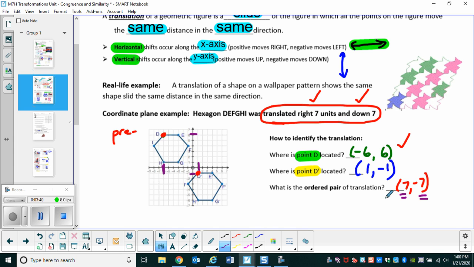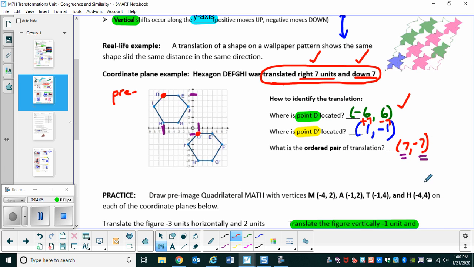So as an ordered pair right here, this shows move it to the right 7, down 7, which is what it says here. You can see right here that if you add 7, -6 plus 7 is 1. And then if you take away 7 here, 6 minus 7 is -1. So you can write the translation as an ordered pair. This is over 7, down 7.